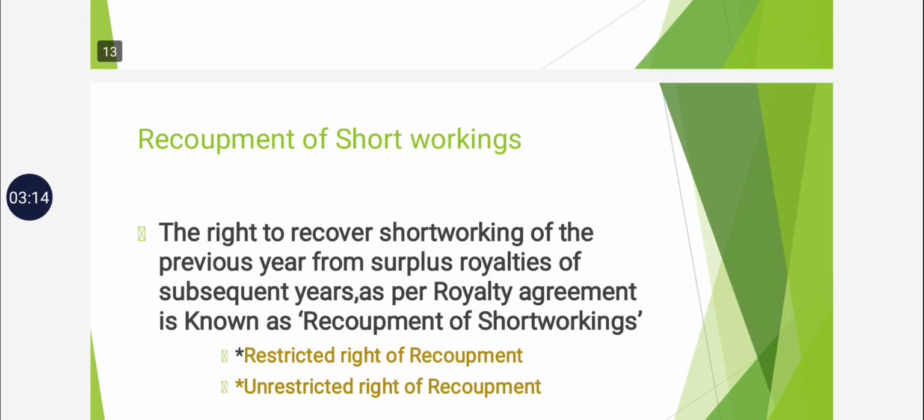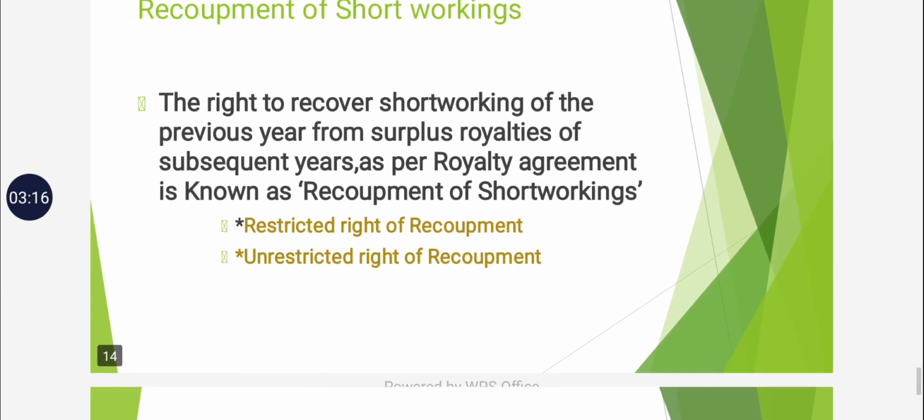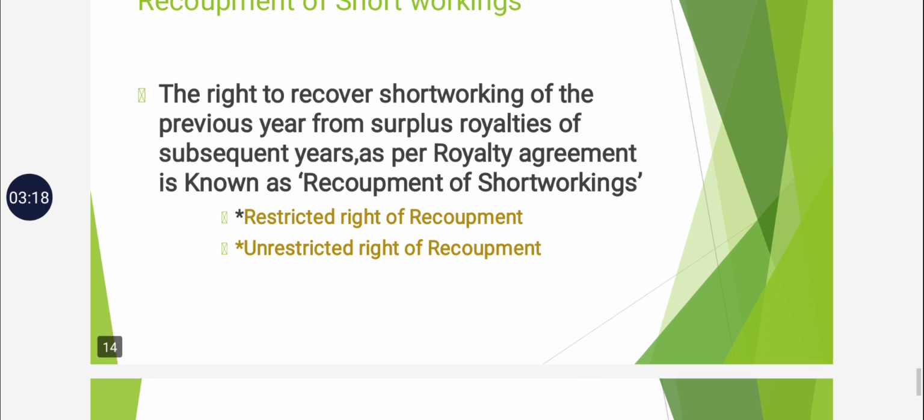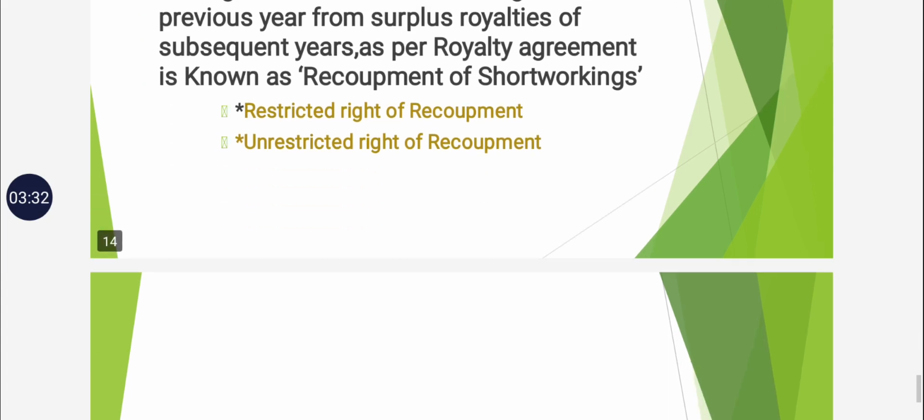Now let's see what recoupment of short working is. The right to recover the short working of the previous year from surplus royalties of the subsequent year as per the royalty agreement is known as recoupment of short working. Mainly the recoupments are of two types: restricted right of recoupment and unrestricted right of recoupment.